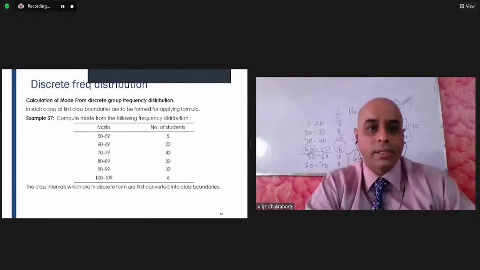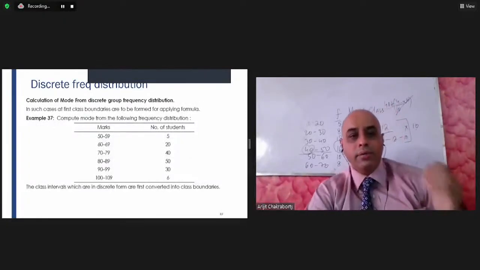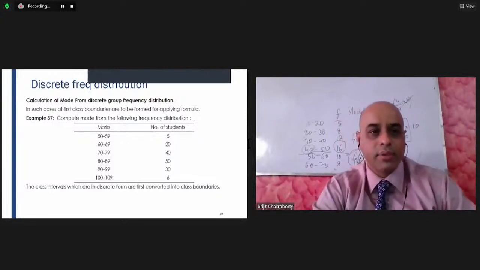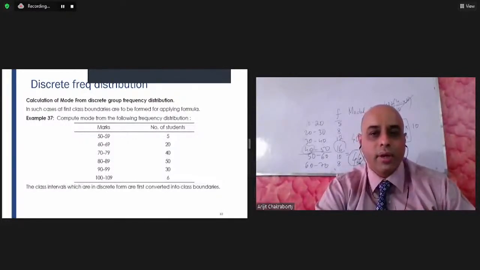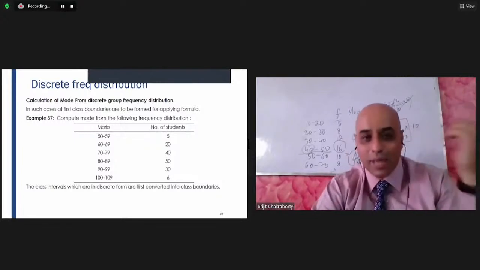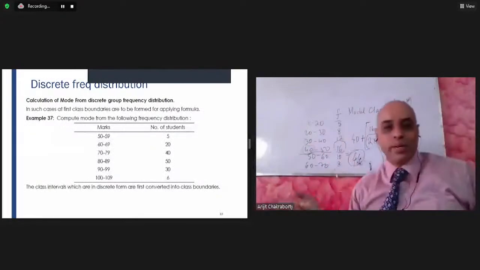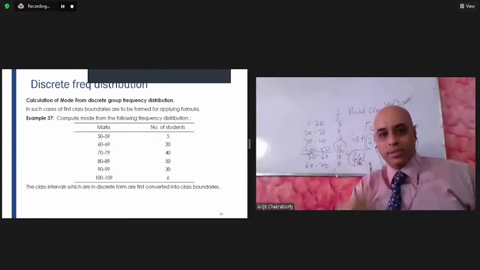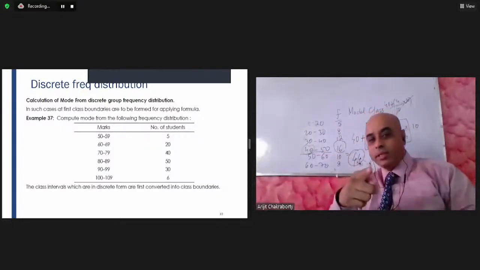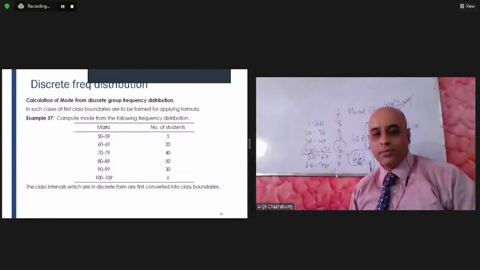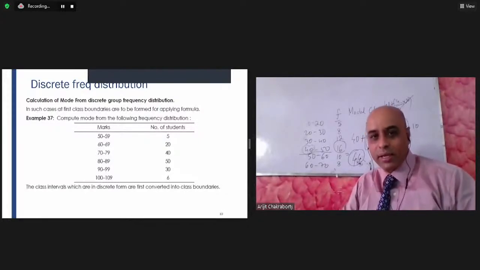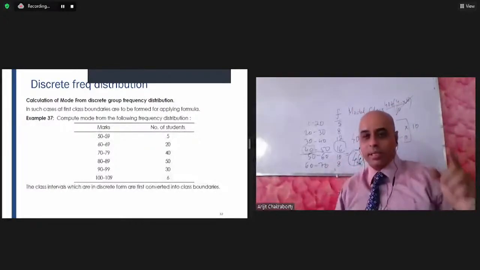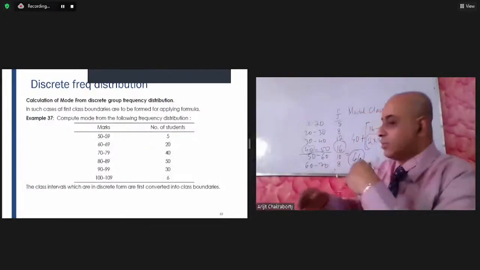Now let us look at discrete frequency distribution. Kindly note, in this example, which I have named example number 37, you have to find out the mode. Distribution is given to you, but kindly note it is not continuous, like in the last example, where you found continuous: 10 to 20, no break, 20 to 30, 30 to 40, 40 to 50. But here you can see some breaks. For example, 50 to 59, but there is no one between 59 to 60. There is a break, so it is discrete. You will remember we discussed discrete and continuous.